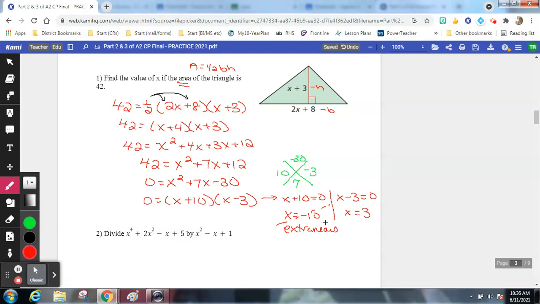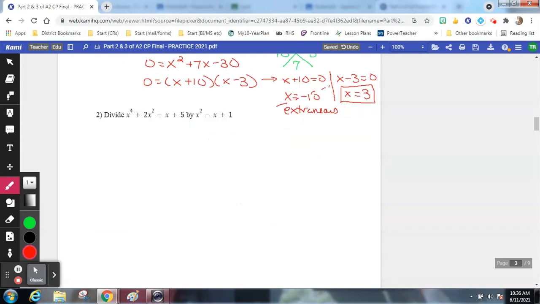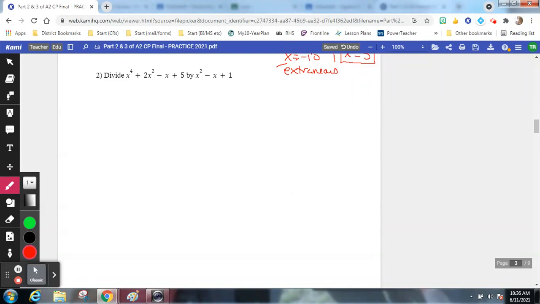It's an answer to the factor, but it's not an answer to the original problem. And x equals 3 is my solution. So 3 is the value of x. That gives that triangle the area of 42. Okay, question 2, dividing. When we're dividing, you're going to take what you're dividing by. X squared minus x plus 1. That's going on the outside. That's your divisor. Then on the inside is the dividend.